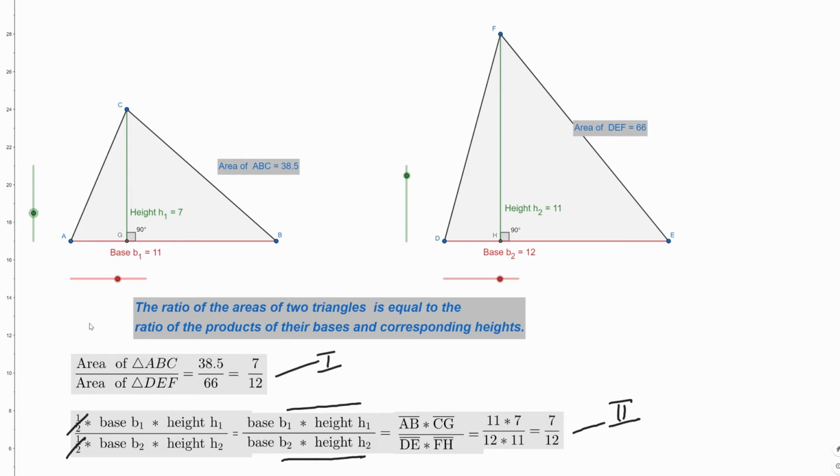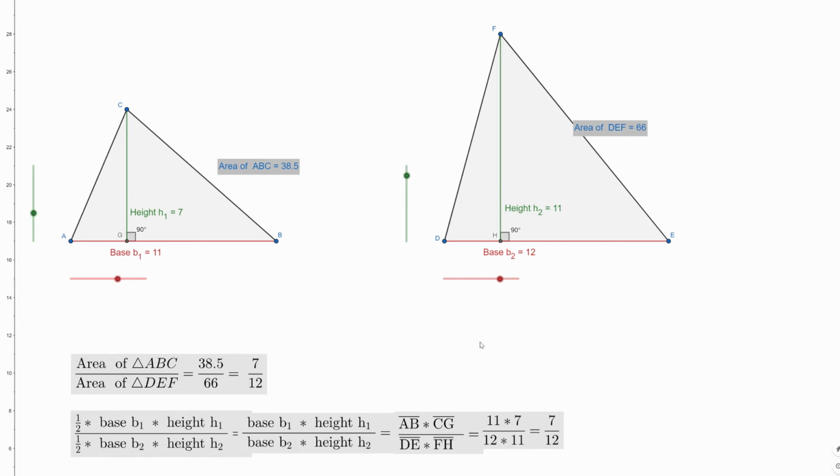I mean h1 is equal to h2, then what will happen? So now again I am going to change the shape of the triangle. Let's say this time I'll choose triangle DEF. I'm going to make its height the same as triangle ABC. So I'm going to move this green slider. There it is.